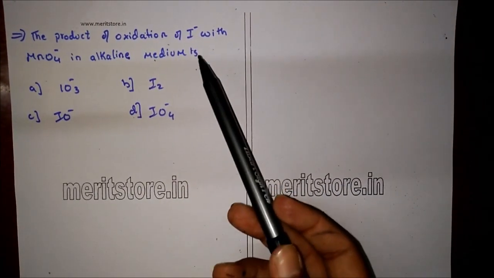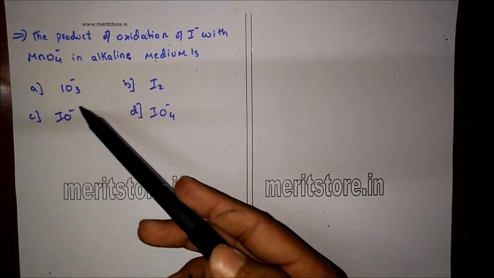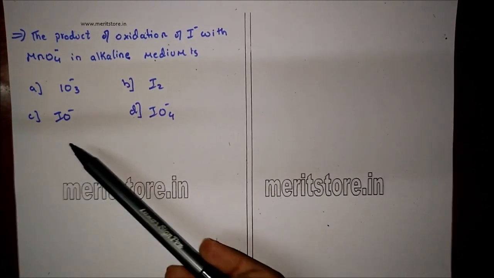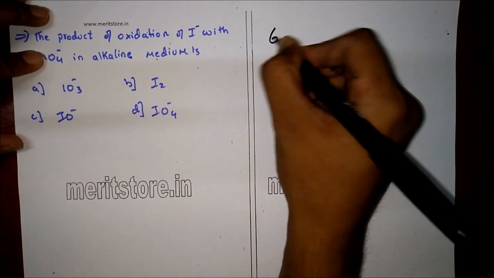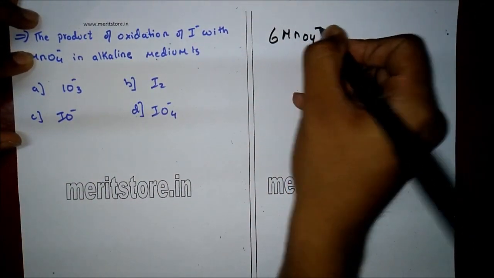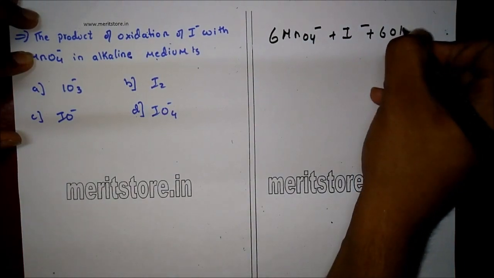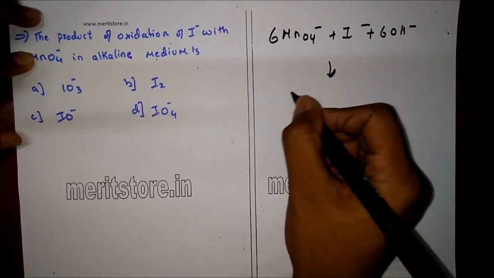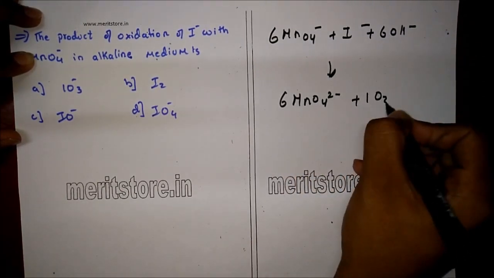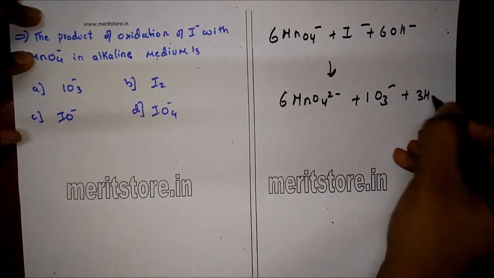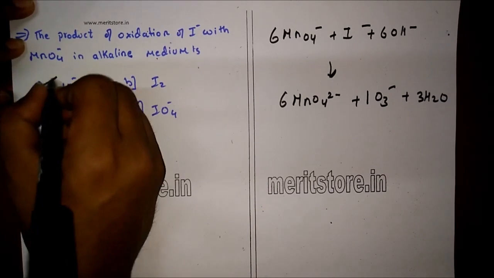The product of oxidation of I- with MnO4- in alkaline medium is either A) IO3-, B) I2, C) IO- or D) IO4-. Now let's look at how the reaction takes place. MnO4- plus I- in the alkaline medium, which is 6OH-, gives rise to the products 6 MnO4 2- plus IO3- plus 3H2O. Therefore the product formed is IO3-, which is option A.